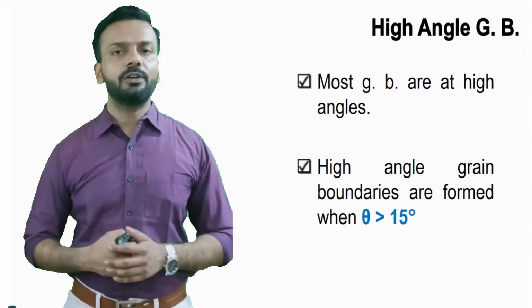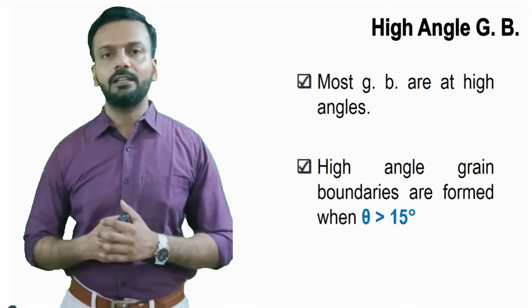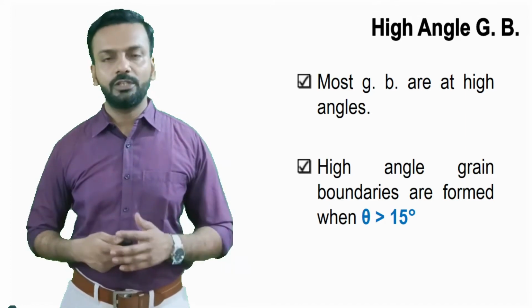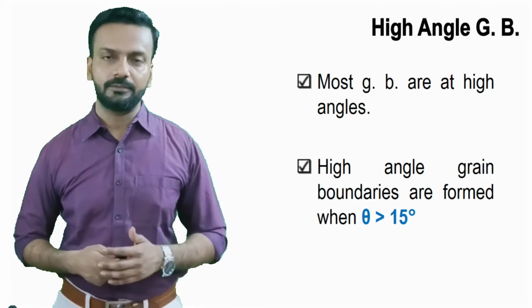High angle grain boundary: most of the grains have a high angle grain boundary. High angle grain boundaries are formed when the angle of misorientation, or theta as we generally call it, is greater than 15 degrees.